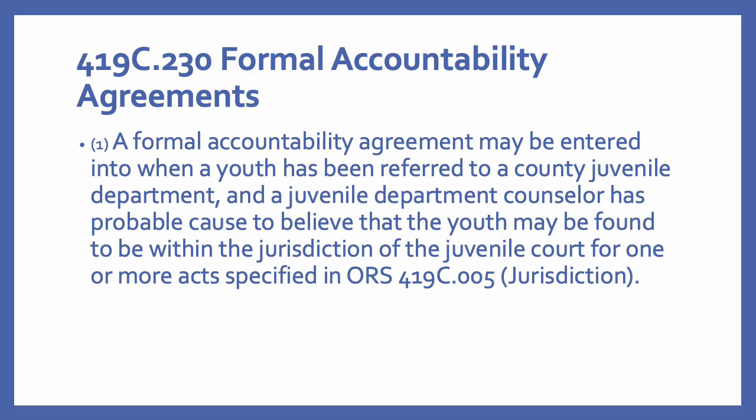And the probable cause means that the juvenile department is allowed to review a police report and determine whether or not there is probable cause without a district attorney's oversight. Now, as we talked about before, in Oregon, there are 36 different ways of doing things. So some juvenile departments require that a DA look at this to determine probable cause. In other counties, the juvenile department alone determines whether or not a youth is referred for a formal accountability agreement.